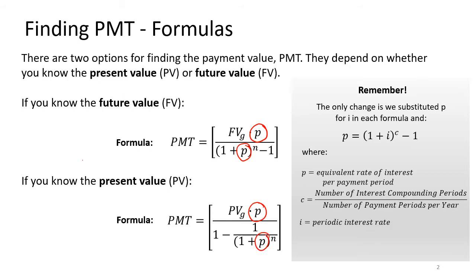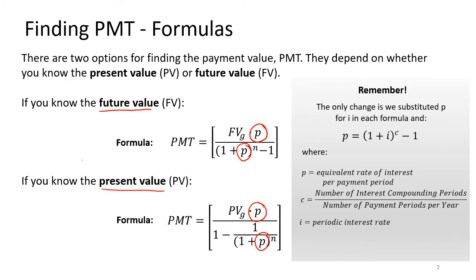So these two formulas that are provided, one is if you know the future value, and one is if you know the present value. Present value questions are typically ones where you have loans. Future value questions are questions where you're trying to accumulate to a certain value of money, so you're trying to get to a certain amount of money within a time period.